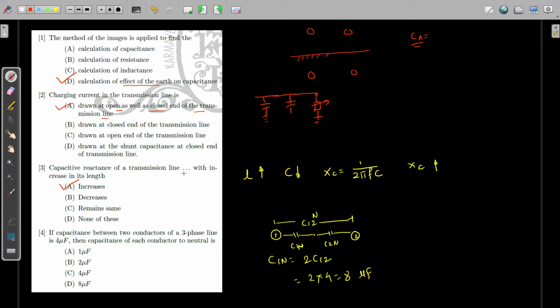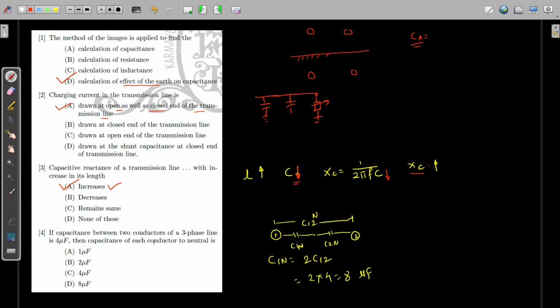The capacitive reactance of the transmission line is dash dash with the increase in the length. Suppose we increase the length. If we increase the length, the value of the capacitance goes on decreasing. As the capacitance goes on decreasing, the value of the capacitive reactance goes on increasing, because Xc is equal to 1 upon 2 pi f c. As C goes on decreasing, Xc goes on increasing. So it increases in value.